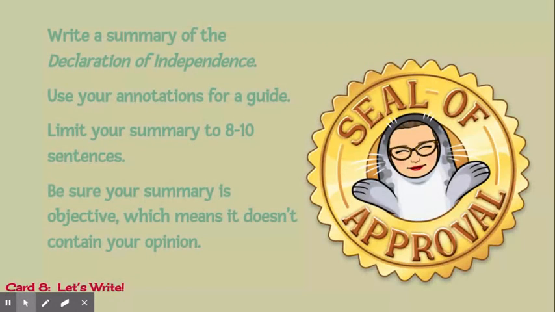Now you're going to write a summary of the Declaration of Independence. You're going to use your annotations for a guide. You're going to limit your summary altogether to 8 to 10 sentences. And you want to be sure that your summary is objective, meaning it does not contain your opinion. Remember that these summaries should be concise, so you must combine sentences to meet the required length.